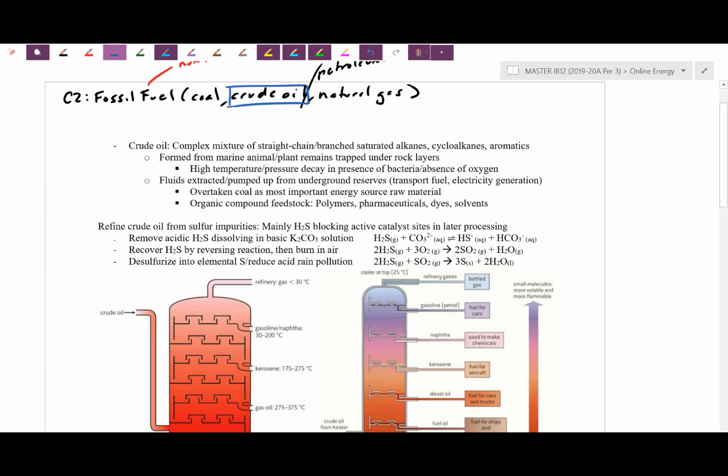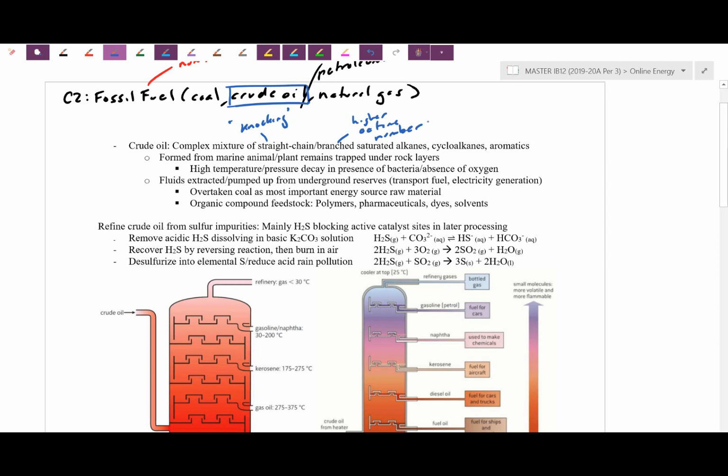This crude oil, unfortunately, when you dig it out of the ground, is a complex mixture. Some of them are straight chains, some of them are branched. You can make a note to yourself here: straight chains are prone to something called knocking. We'll see that on the other side. Branching tends to mean higher octane numbers. So that's a good thing to note here.